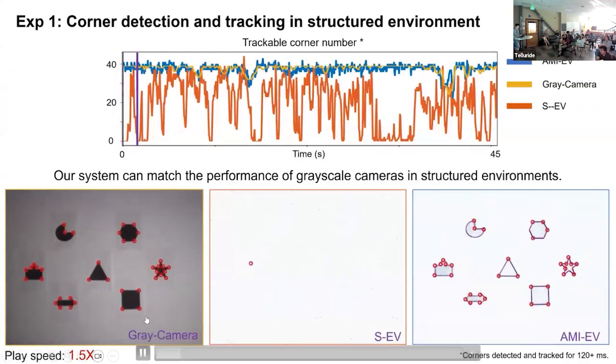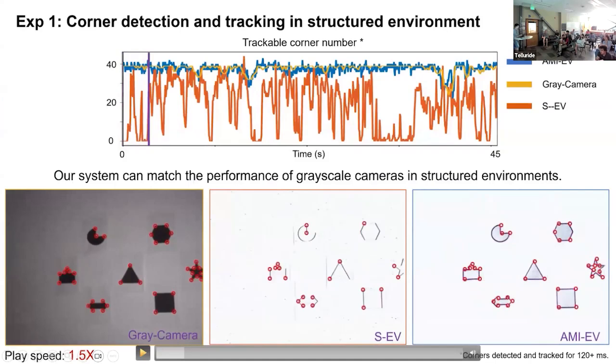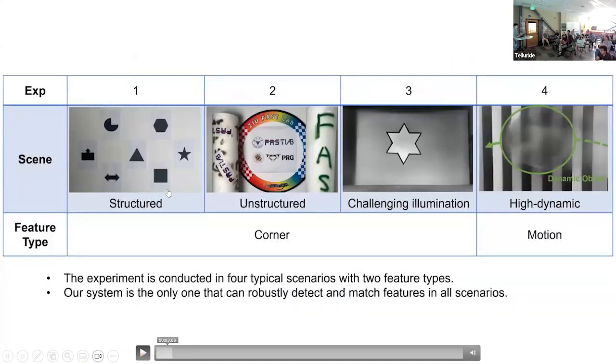What's the experiment? For the first 3 experiments, we want to detect and track the corners. And for the last one, we want to segment the moving parts. The motion segmentation. We want to detect the fast moving ball.